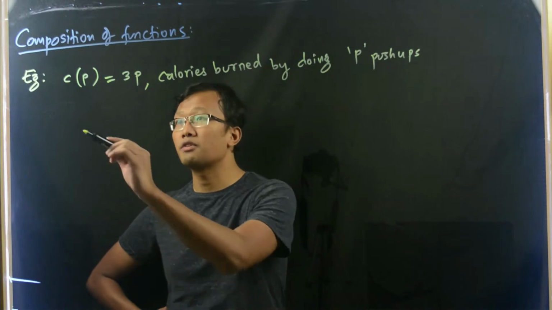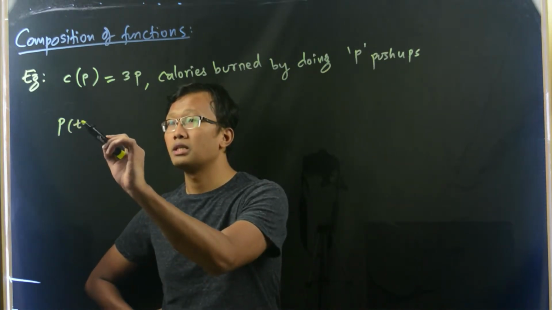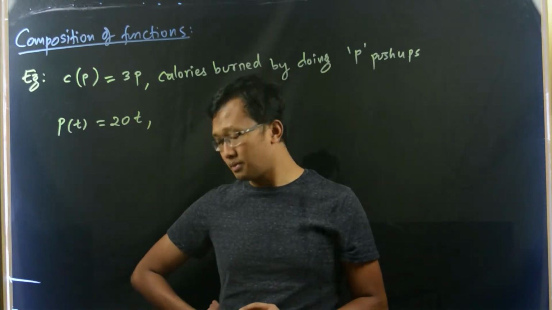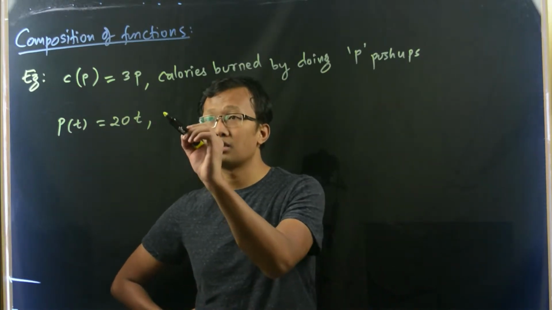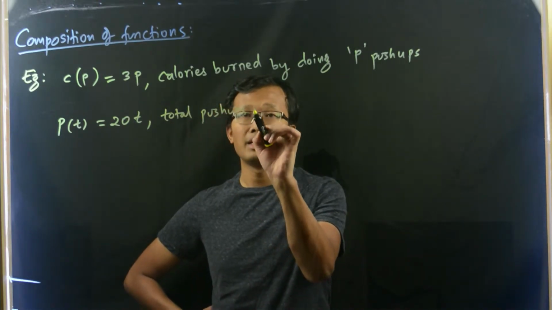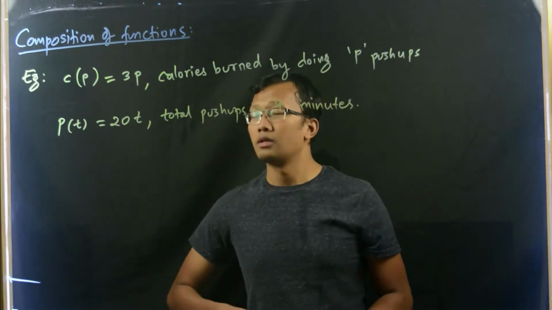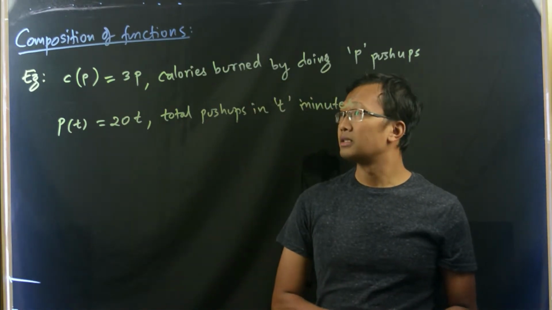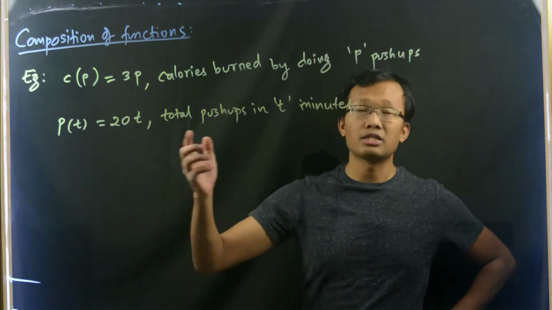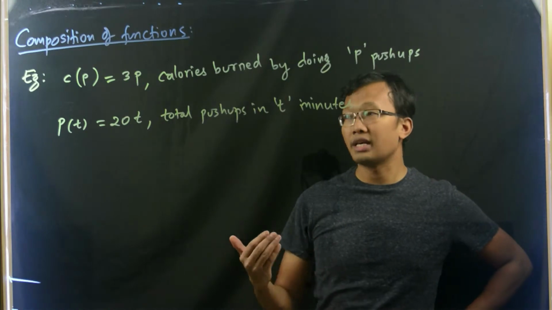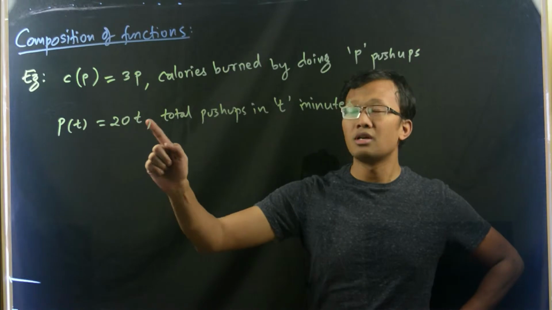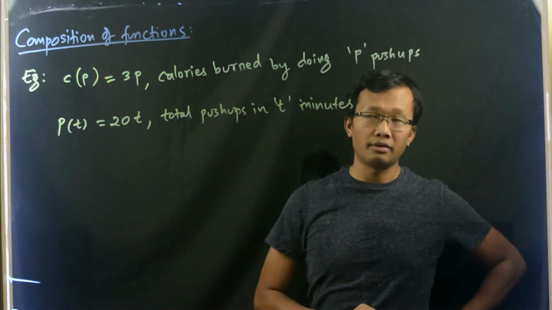And let's suppose there is another function P(t) = 20t, and this is the total number of push-ups in 1 minute, in t minutes. Total push-ups in t minutes. Here you can see that P(t) is the total number of push-ups in t minutes. Let's suppose if a person can do 20 push-ups in 1 minute, then in 5 minutes the person can do 5 times 20, which is 100 push-ups.